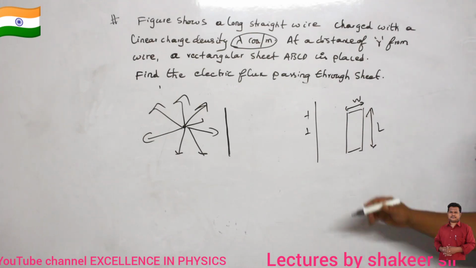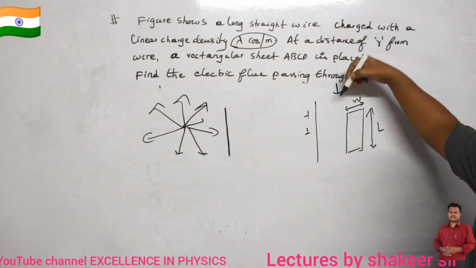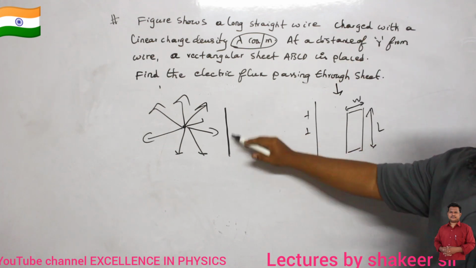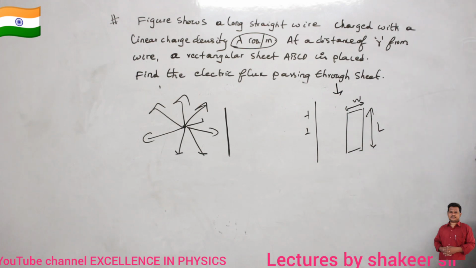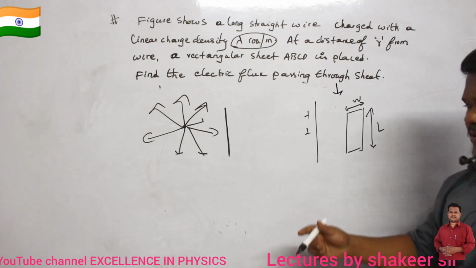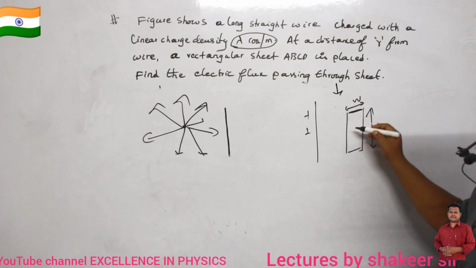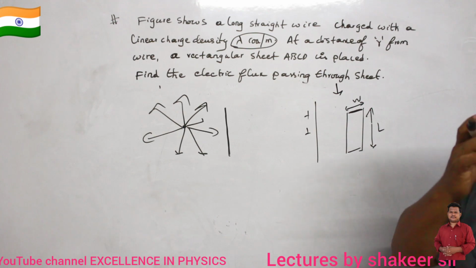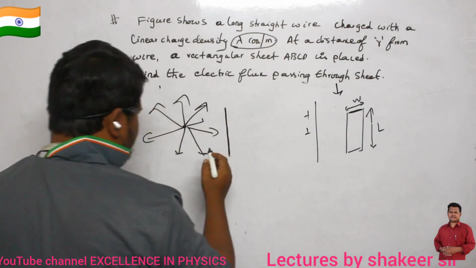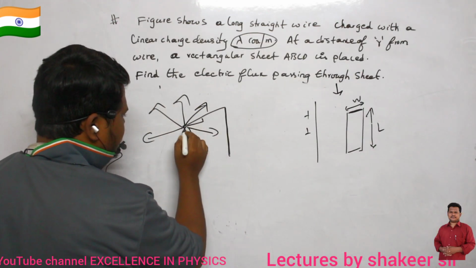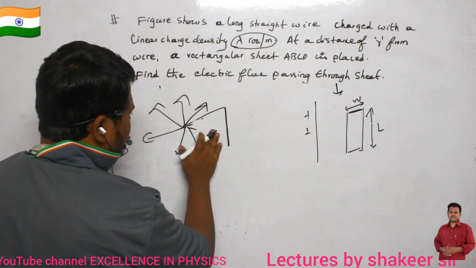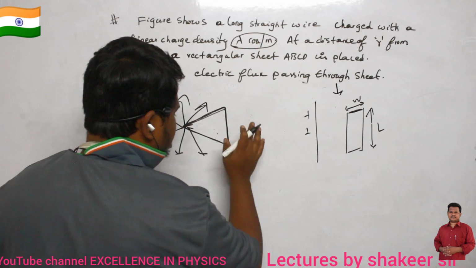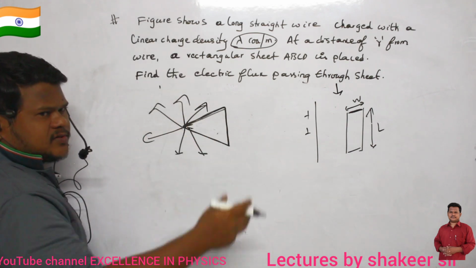If I observe from the top view, this is the sheet which I am drawing. Is this the length of the sheet or the width W of the sheet? The width of the sheet only, no? If I observe from the top, I will see this width. This length I cannot see. So this is the width W of the sheet. Then how many electric lines will pass into this one? Only these many electric lines can pass into the sheet. The remaining electric field lines will go into space.